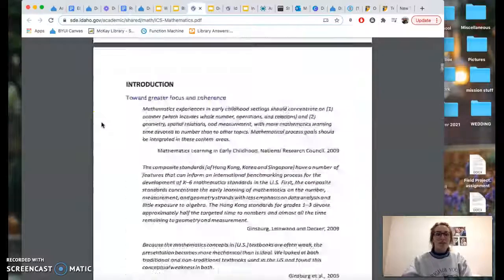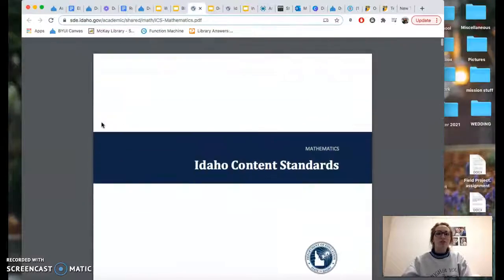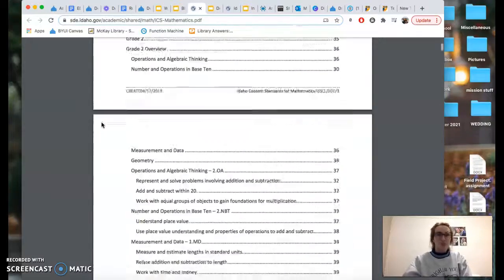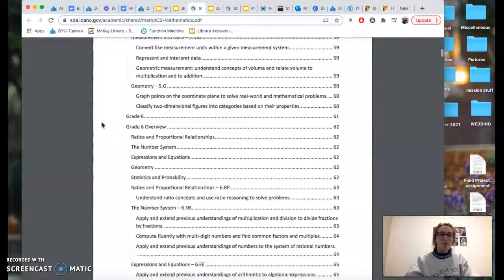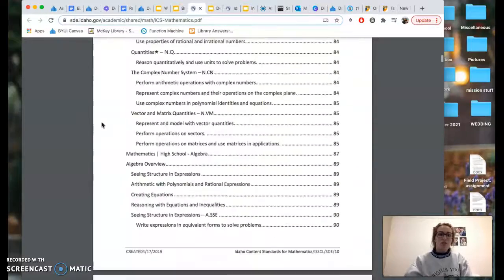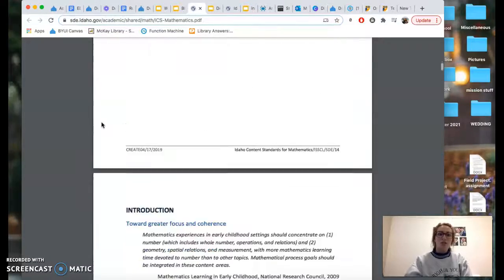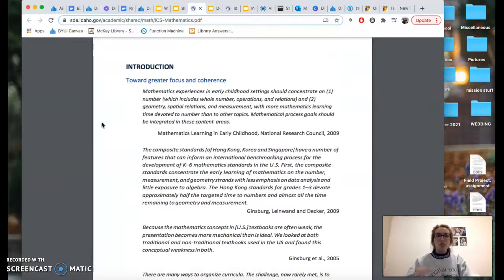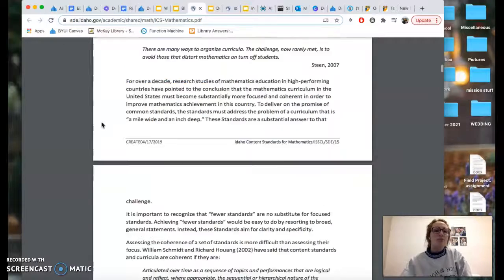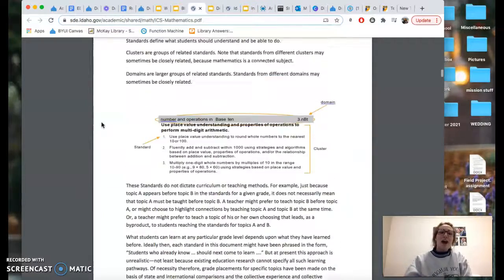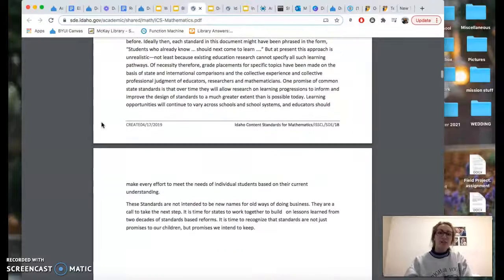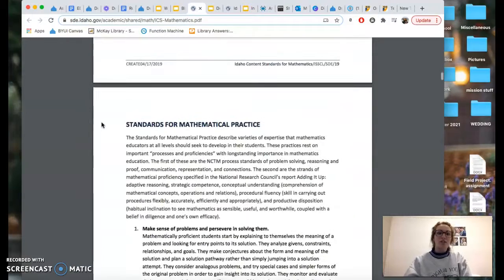I'm going to talk about how they set them up. So first they go into a table of contents, of course, and it's really long. They go into an introduction of what these standards are and why they're important, and then they talk about how to read the grade level standards, and I'll talk about that in a little bit.